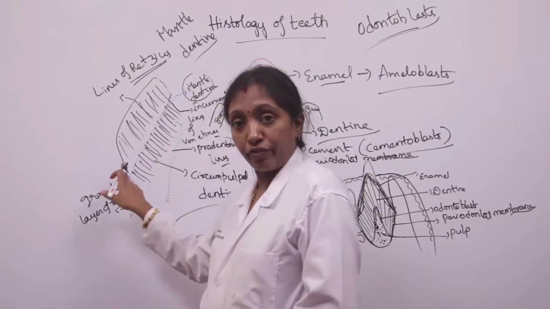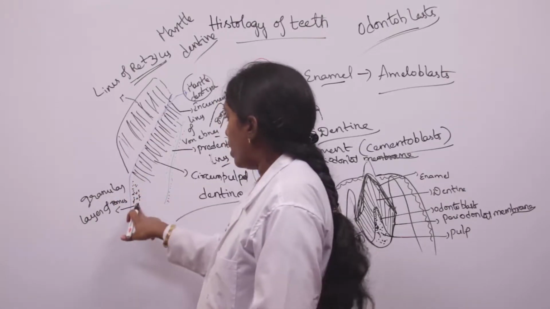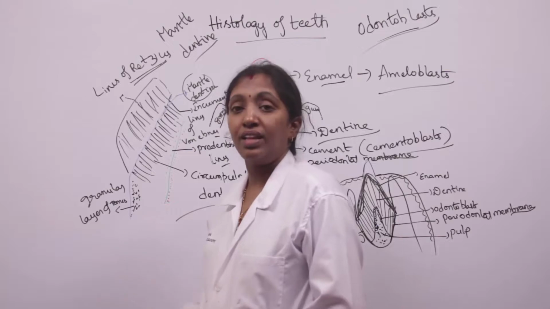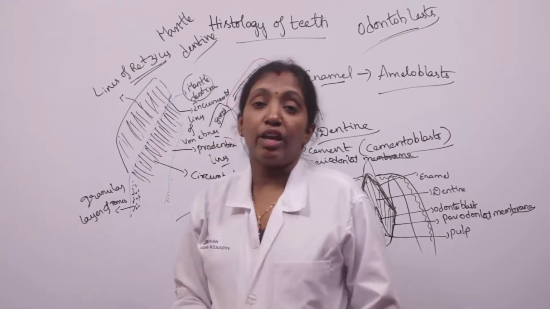And nearer to the junction of the crown and the root, we have a granular layer of Tomes present. These are nothing but mesenchymal cells. Okay, so that's about the development of the tooth.